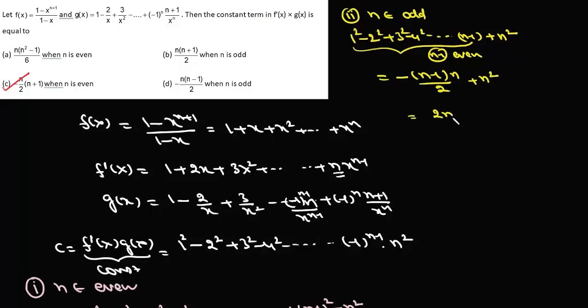So it will be 2n square minus n square plus n divided by 2. So it is n plus 1 by 2. So this sum will be n into n plus 1 by 2. When n is odd, that means this option B is also correct. So the correct options are B and C.